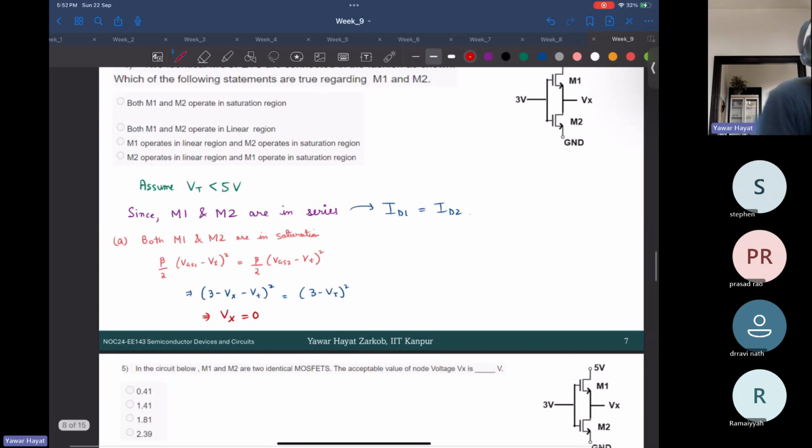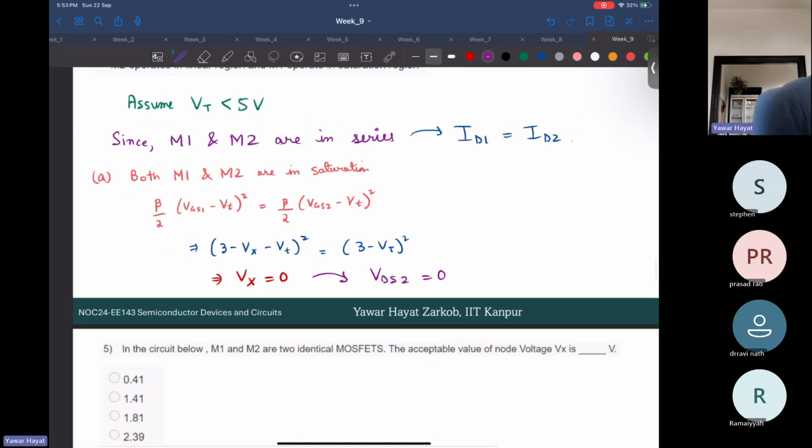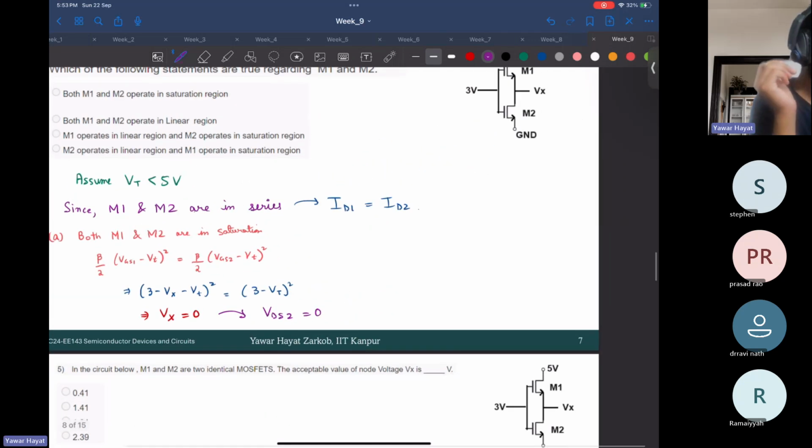If now Vx is 0, what about VDS2? What about VDS in this? That is 0, right? Because VDS2 is your Vx. So if Vx is 0, then your VDS2 is 0. So I'll write this means your VDS2 is 0, right? But now, what can you say about M2?